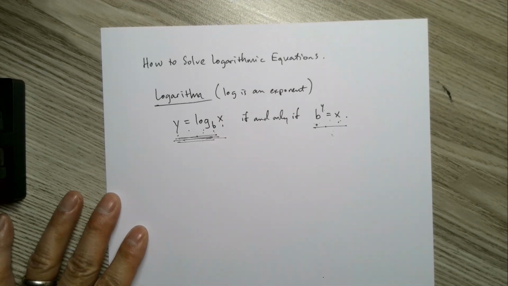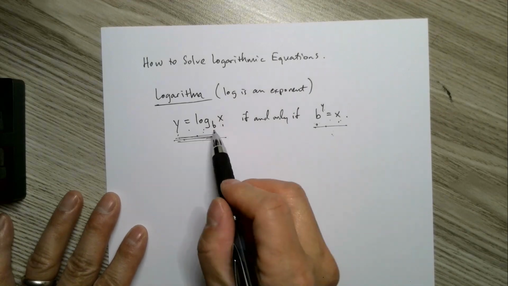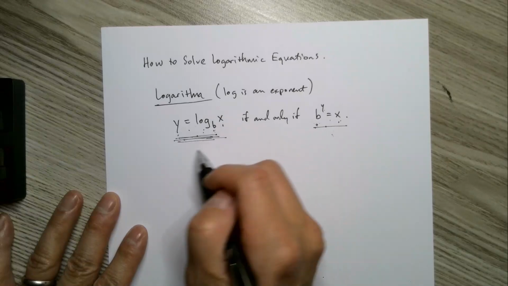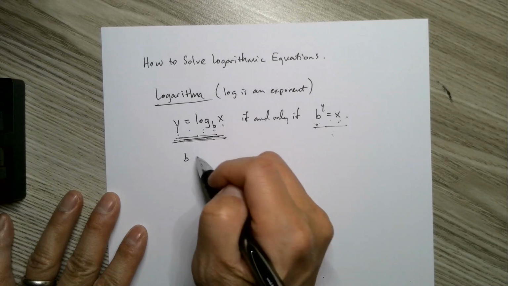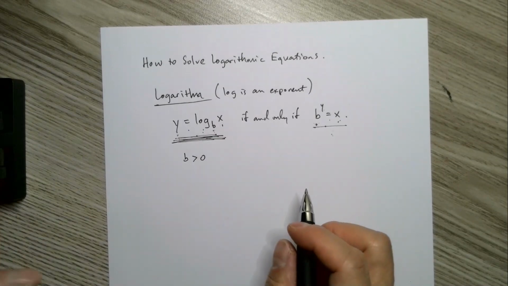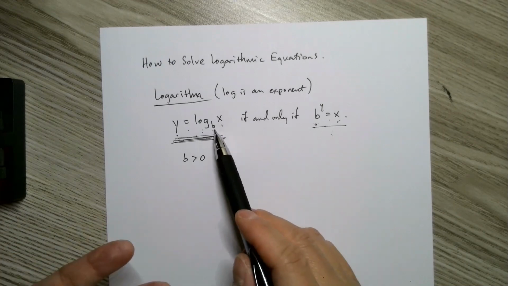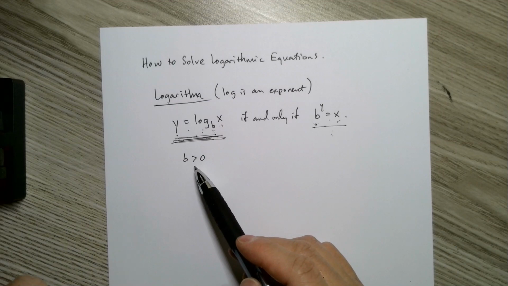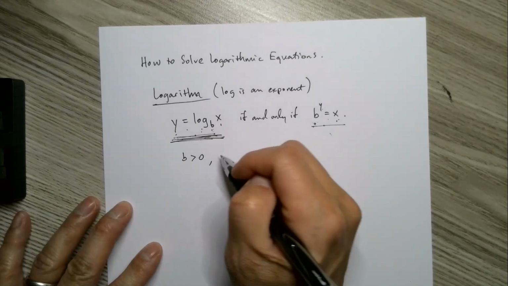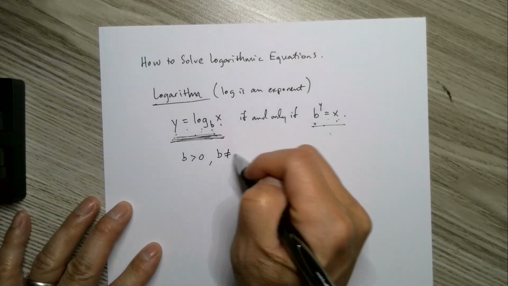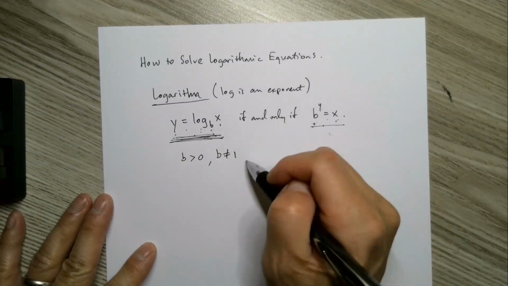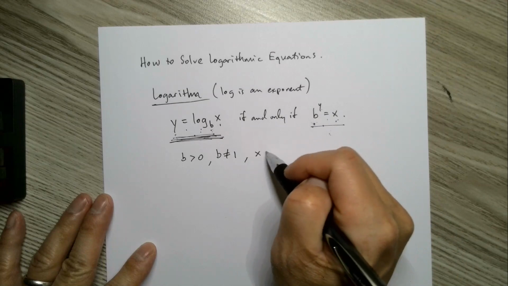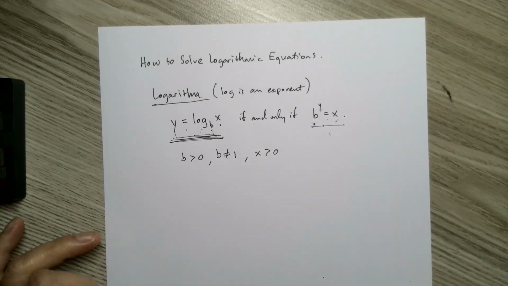There are a couple of restrictions, though, on what b is allowed to be. In the logarithmic equation, b is required to be greater than 0. So in other words, you will never see a b value that is less than 0. Another restriction is that you won't see a b value of 1. And the third restriction is x has to be greater than 0.